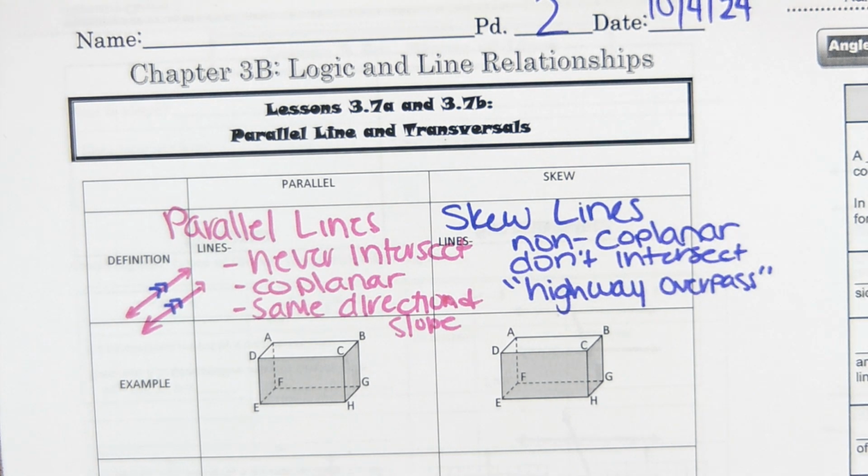So parallel lines never intersect because they go in the same direction. If one of those lines was slanted even a little bit, eventually it would run into the other line. Skew lines never intersect, but they never intersect because they're on completely different planes. So for example, one line's going this way and then one line's down here going this way. They're not parallel, but they never intersect because they're on different planes. So that's what skew lines are.